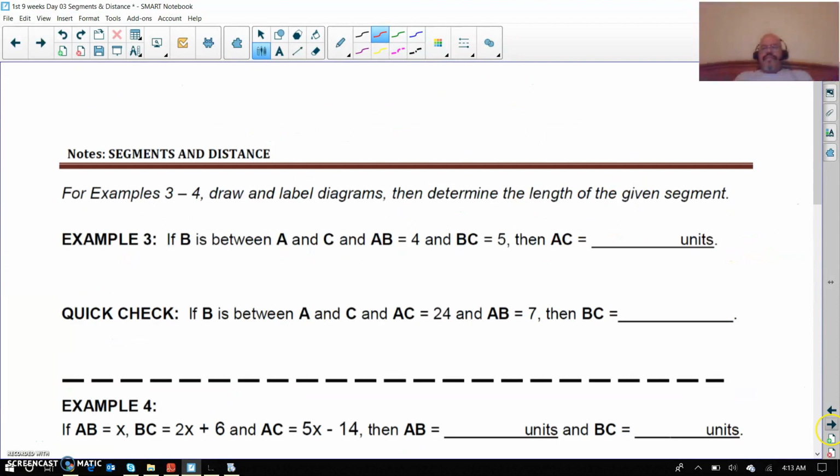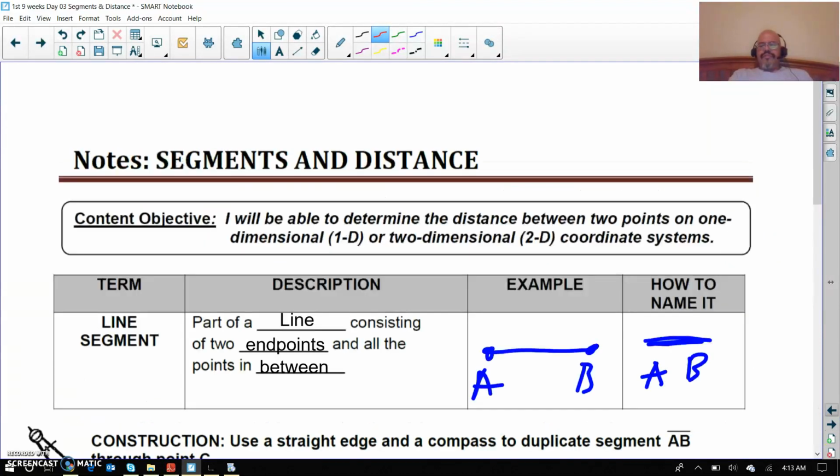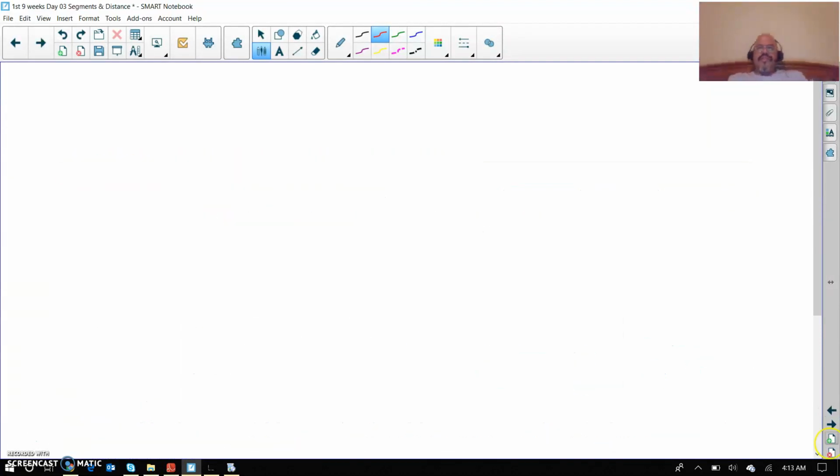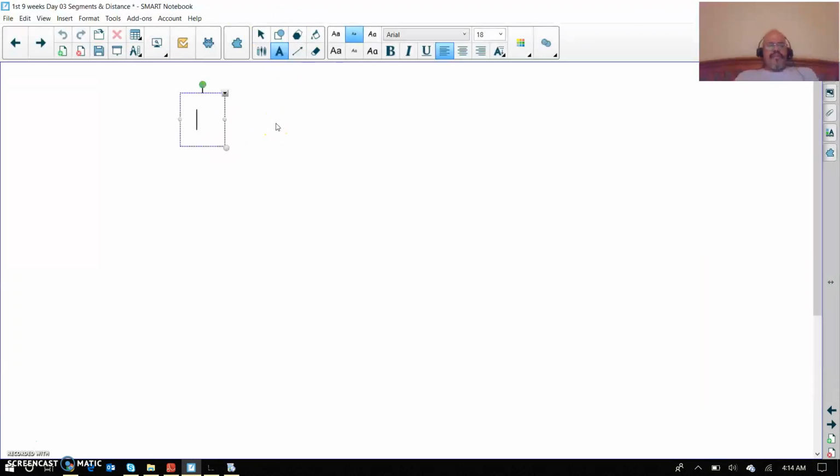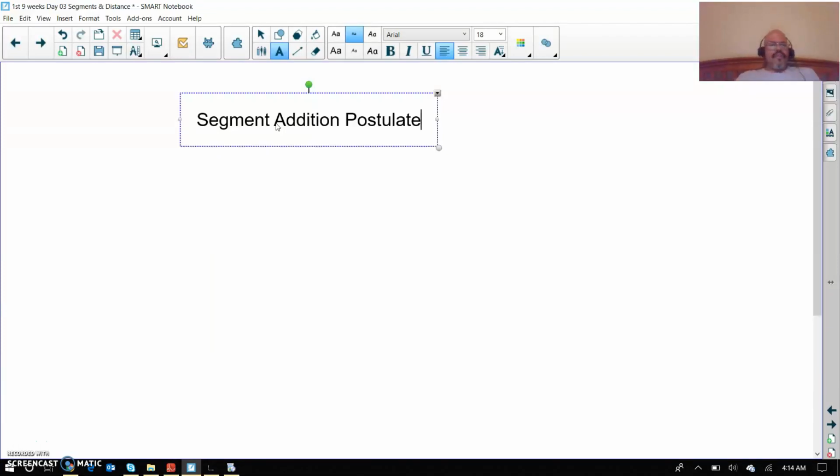All right, let's move on a little bit. I need to take a look at this. Right here, we're going to be talking about a postulate that we always take to be true no matter what. Let me grab this. There we go. This is something called the segment addition postulate. Wow, I actually spelled it right today.